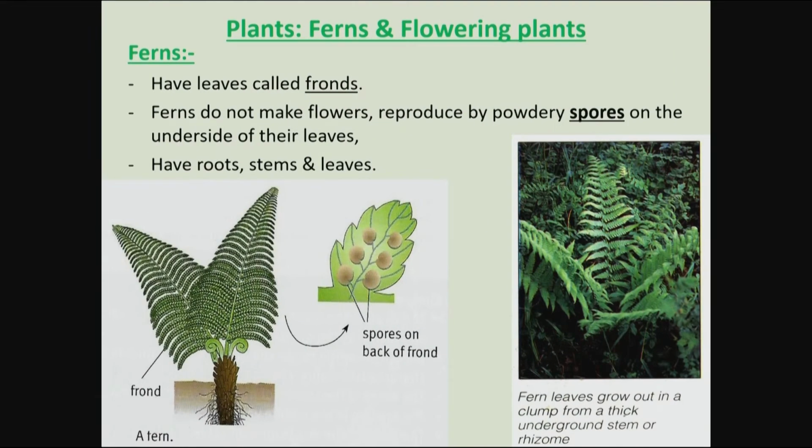Now, classifying plants. Generally, we normally classify plants into 2 major groups. We have those plants which normally reproduce using their powdery spores, and we have another group of plants which normally reproduce using seeds. They use flowers, and the flowers develop into seeds. In this particular part, we'll be looking at the ferns, which are the plants which reproduce using spores.